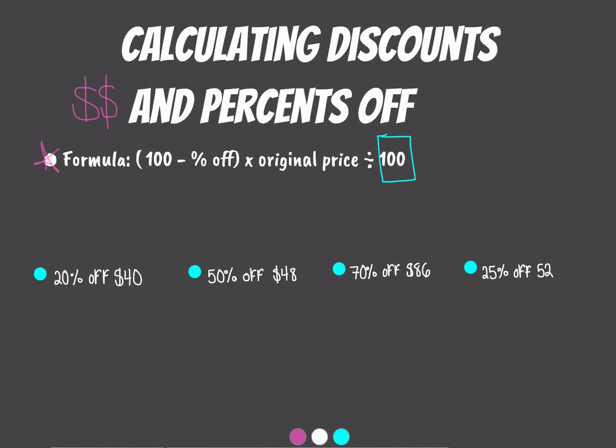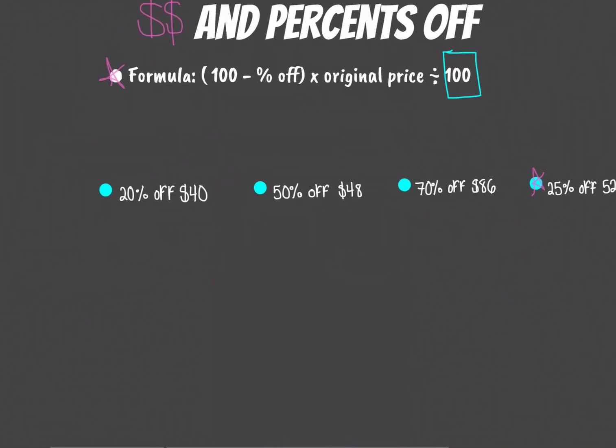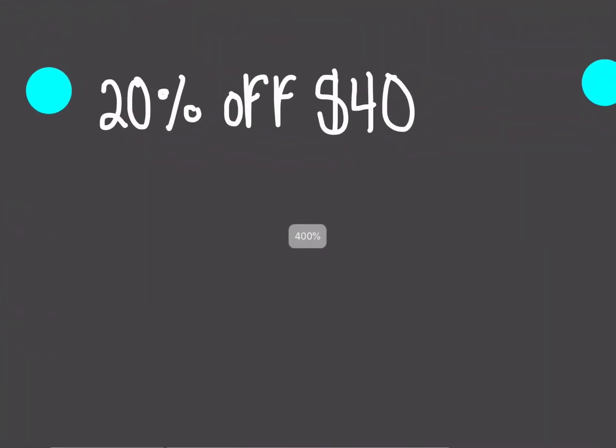If you're dividing something by 100, basically you just have a decimal at the end of a problem and you're jumping it back to place values. So it's not a terrible process. And we're going to go from problems that are easy, like this first one, 20% off $40, and we're going to get up to the hardest one, which is down here, 25% off of 52, but you're going to notice it's going to follow the same steps. So let's hop into the first problem, 20% off $40.